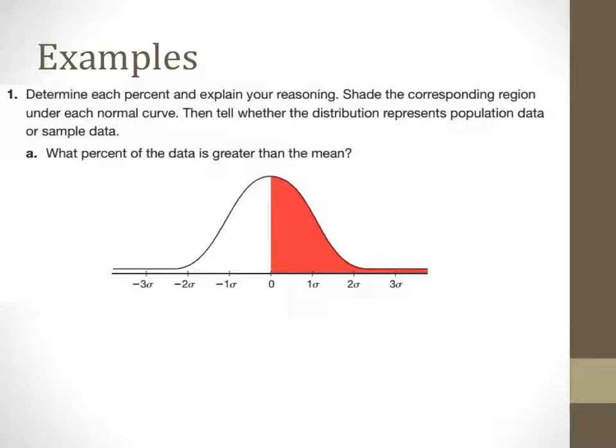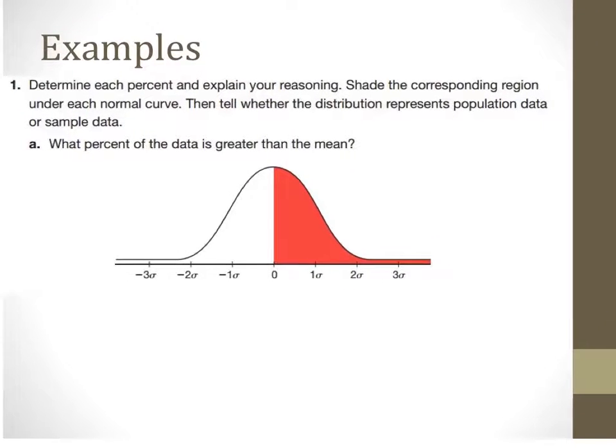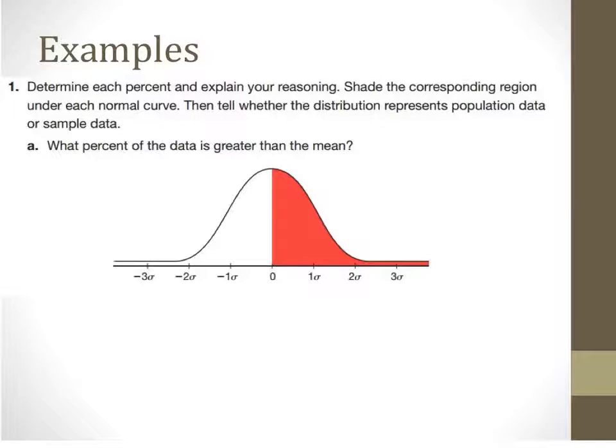So let's start with a few examples. In these first few, they're going to shade the region that they want us to find the percent of. In this one, it's going to be shaded red. Some things that we're going to need to be able to do is determine each percent and explain how we got that. Not in this one, but in future ones, we will need to be able to shade the corresponding area under the normal curve that they are talking about. And then lastly, we should be able to tell whether the distribution represents population or sample data.